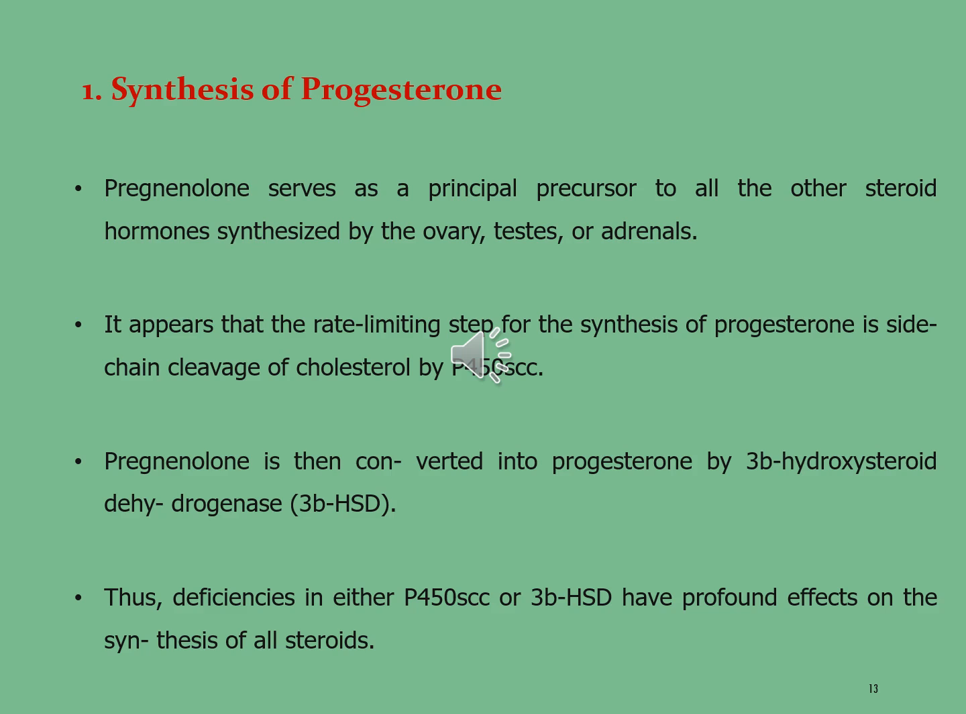Pregnenolone is then converted into progesterone by 3-beta hydroxysteroid dehydrogenase, abbreviated as 3-BHSD. Thus, deficiencies in either P450 SCC or 3-BHSD have profound effects on the synthesis of all steroids.